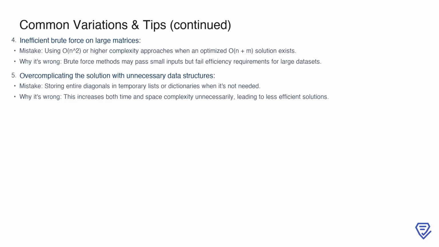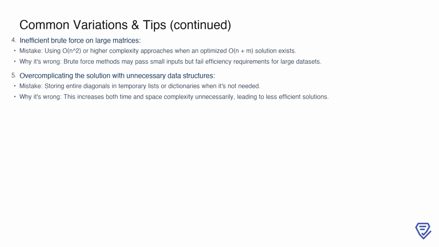Next, inefficiency is another pitfall to watch out for, particularly when working with large matrices. Using a brute force approach with n squared, or worse complexity might seem straightforward but can fail performance requirements as input sizes grow. Instead, aiming for an optimized n plus m solution is essential. Another mistake is overcomplicating the solution by introducing unnecessary data structures. For example, storing entire diagonals in temporary lists or dictionaries may seem helpful, but it often increases both time and space complexity unnecessarily. This approach adds overhead without solving the problem more efficiently, so keeping the solution clean and minimal is key.